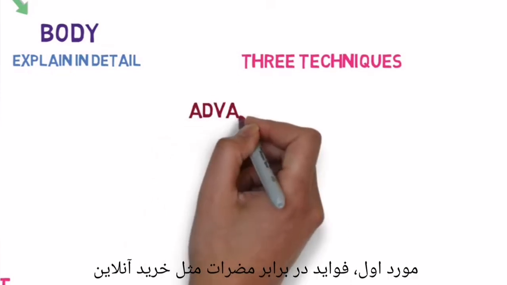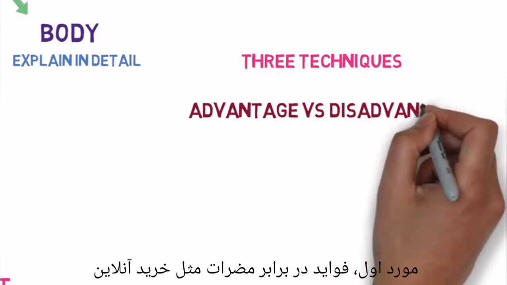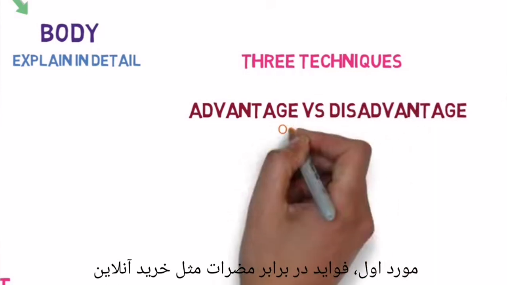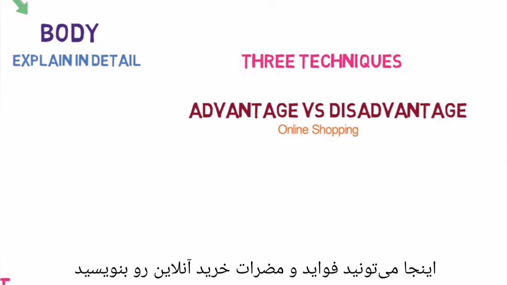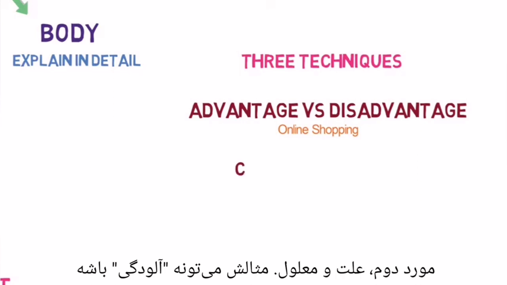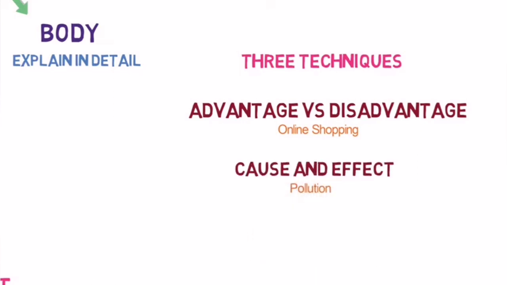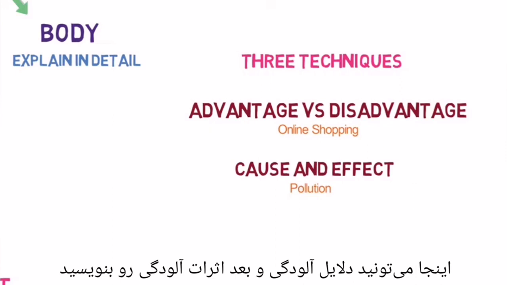You can use 3 techniques to shape your body as per the theme of the article. Number 1, advantage versus disadvantage. For example, online shopping. Here, you can write the advantage and disadvantage of online shopping. Number 2, cause and effect. Example could be pollution. Here, you can write the causes of pollution and what are the effects of it.